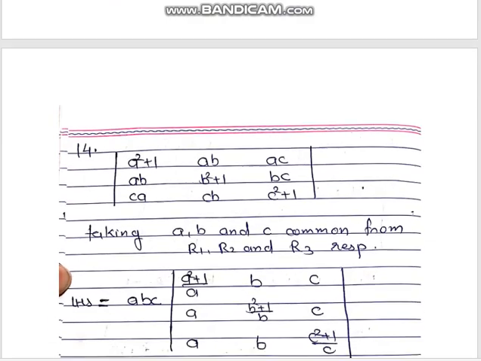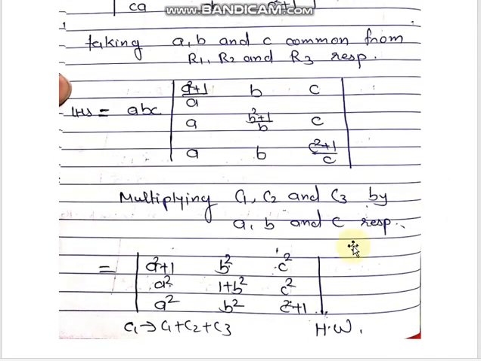Okay, a square plus 1. Here we have a square, b square, 1 plus b square, c square, and c square plus 1. Now in the RHS we want 1 plus a square plus b square plus c square. So clearly if you add all the columns, you will get here 1 plus a square plus b square plus c square. Similarly a square plus 1 plus b square plus c square. So after adding all the columns, you will get 1 plus a square plus b square plus c square.